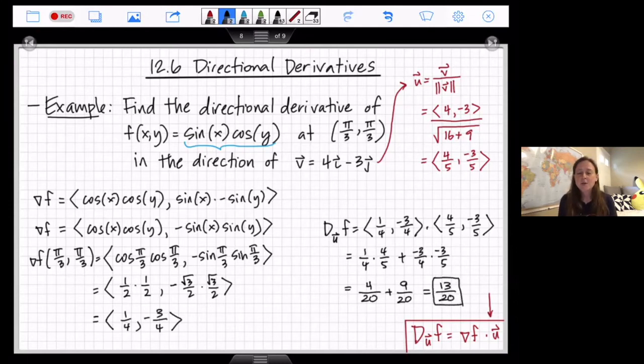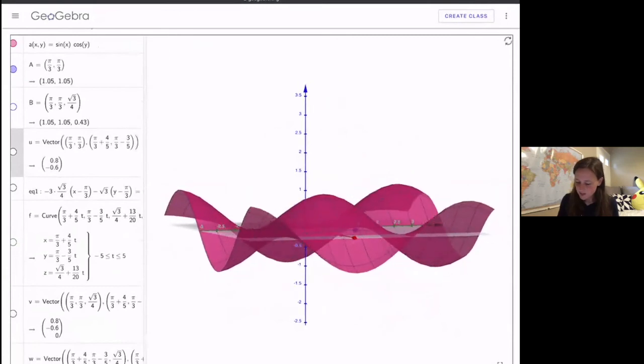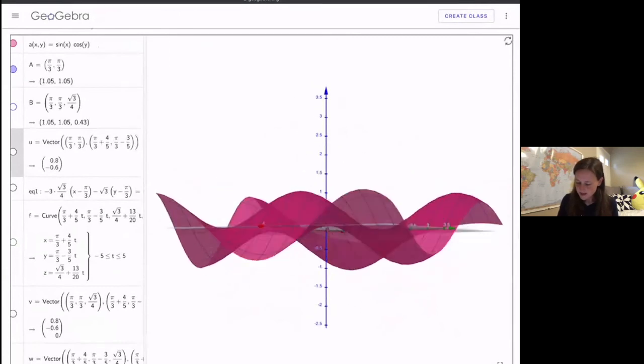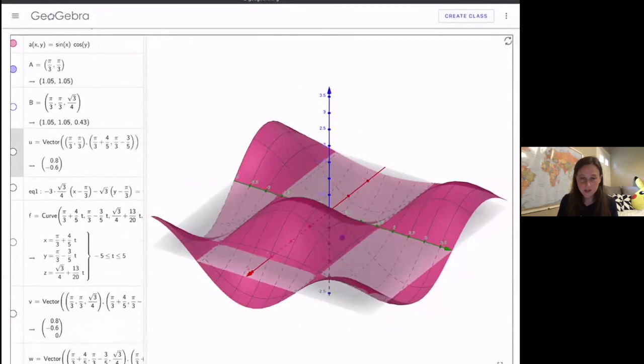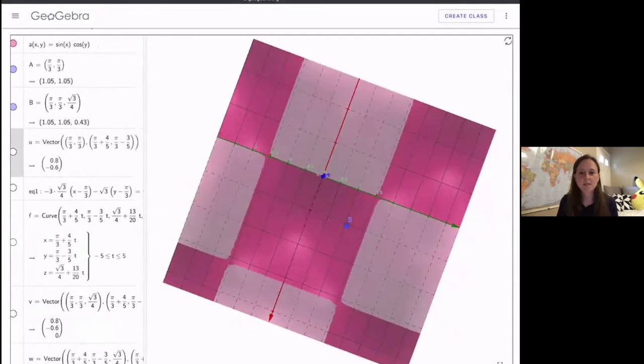Let's go over to GeoGebra and think about what this actually means. So here's our surface, sine x times cosine y. And we were given the point pi over 3, comma pi over 3. So let me turn that point on. This is the point that's down in the xy plane. You can see that's in the xy plane. It's not on the surface. The directional derivative does go up to the surface. We've got that point on the surface that's right above that point that was given to us.